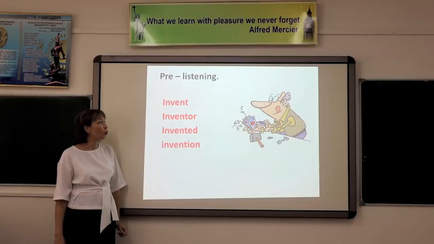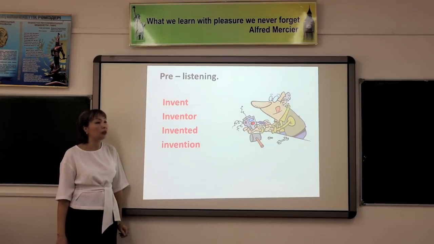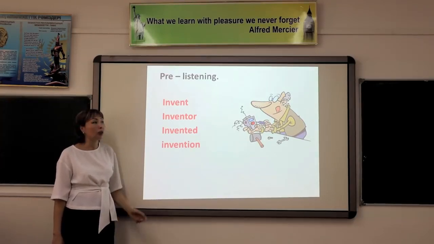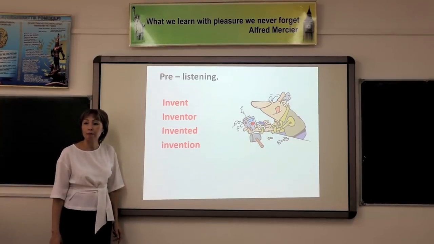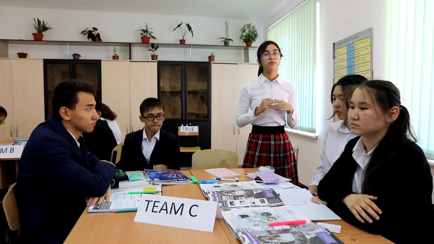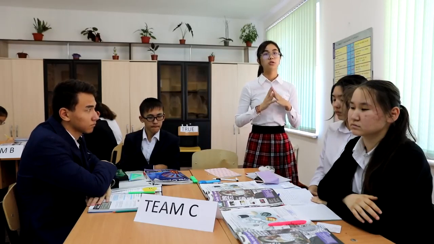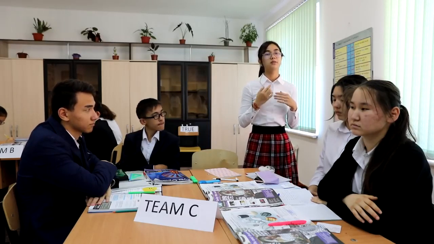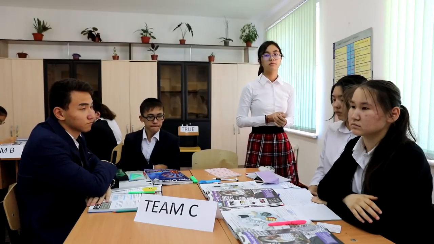Now look at the blackboard. You are given 4 words: invent, inventor, invented, and invention. Now, what comes to your mind? What do you mean when we talk about these words? Zhenya? I think invent is to do something new. Inventor, a human that invents. Invented is the past simple of the verb invent, and invention is a new thing that's invented. Okay, thank you.